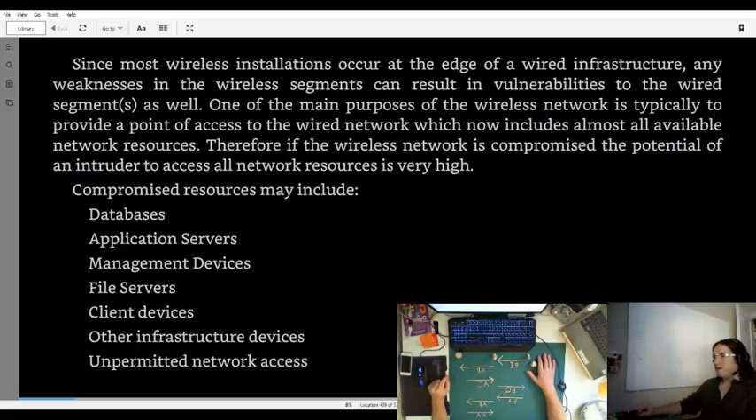Since most wireless installations occur at the edge of the wired infrastructure, any weaknesses in the wireless segments can result in vulnerabilities to the wired segments as well. One of the main purposes of the wireless network is typically to provide a point of access to the wired network, which now includes almost all available network resources. Therefore, if the wireless network is compromised, the potential for an intruder to access all network resources is very high.